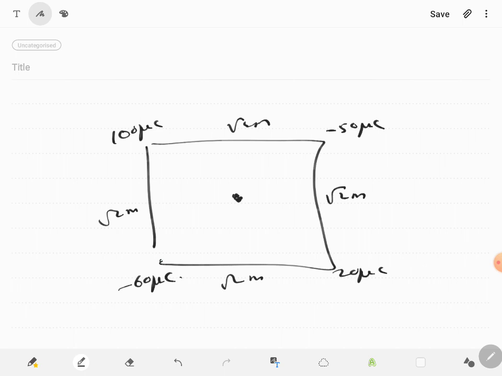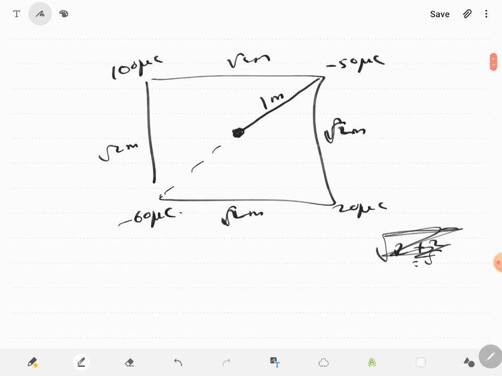First of all, we need to find the potential at the center. You need to know what this distance is. If the side is root 2 and root 2, it will be the root of root 2 square, which is 2, plus root 2 square, which is another 2. So root 4 is 2. The entire diagonal is 2, and half of it is just 1. Therefore, this distance is just 1 meter.